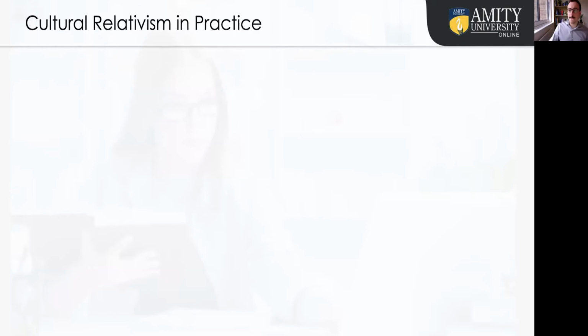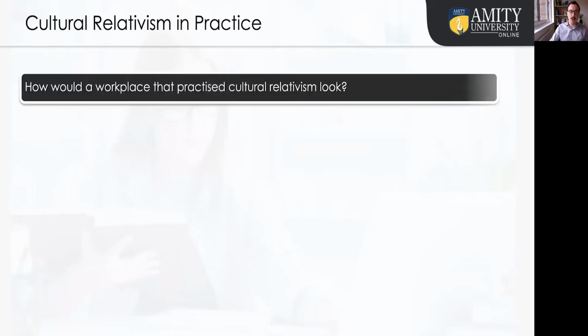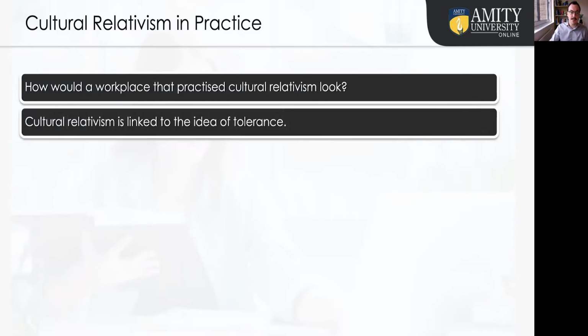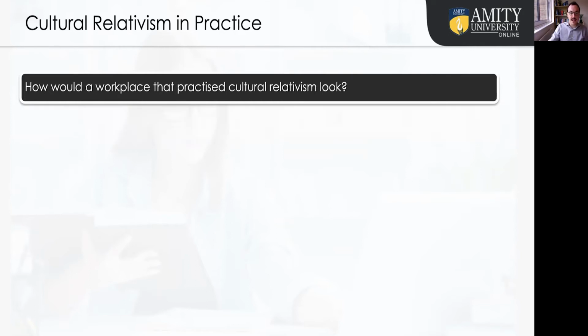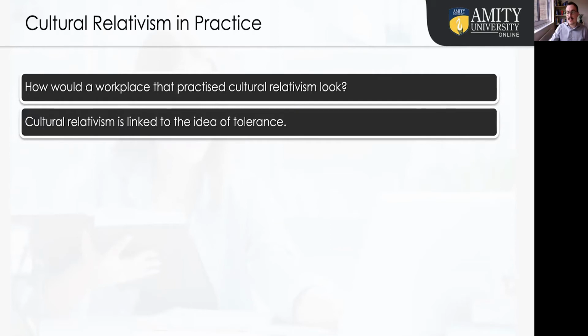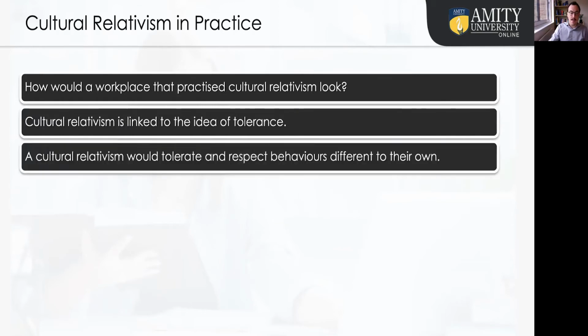So how does that play out in the real world, and specifically in a workplace? How would a workplace that practices cultural relativism look? Well, extrapolating from those principles, we can see that relativism is linked to an idea of tolerance: we should tolerate and accept other people's practices and beliefs. So we tolerate and respect behaviours different to our own.